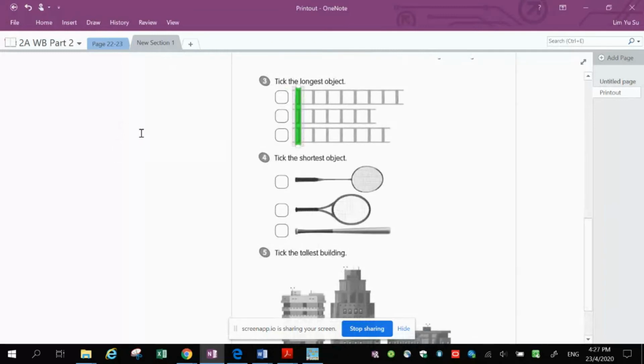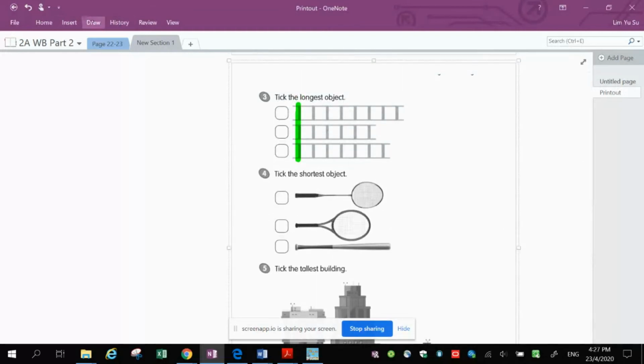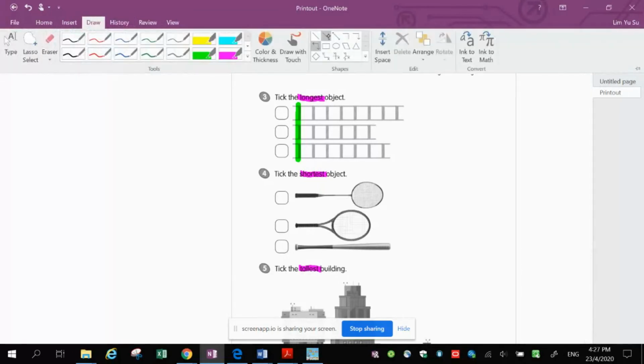Be it the ladder, the rackets, or the buildings. For the buildings, the starting point is actually here. You can see that they are all starting at the same starting point. So to draw a line to compare, I'll mark out the ending point. Now, before we begin, you must pay attention to what the question is asking for: is it shortest, longest, or tallest? It's important that you pay attention to the keywords.